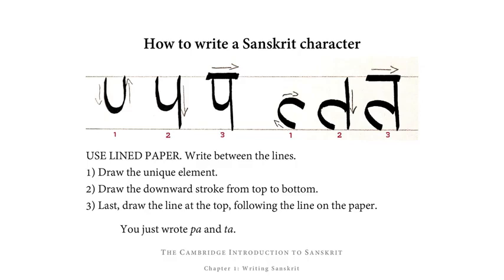And the arrows indicate the direction in which I write these elements. There are people who write them slightly differently. So, for example, for ta, which is the character on the right, number 1, the individual element, I write it starting at the bottom, going left, then curving, and then going right. There are other people who do it in exactly the opposite direction.